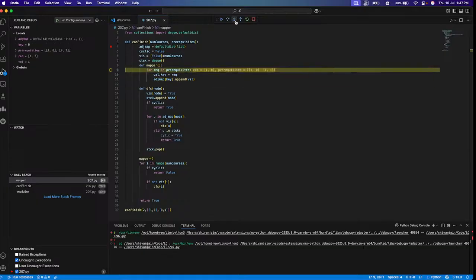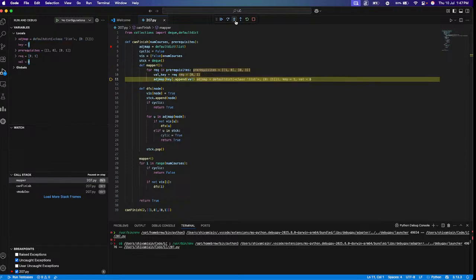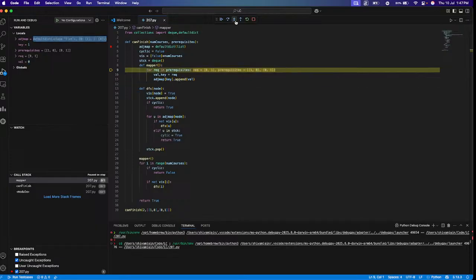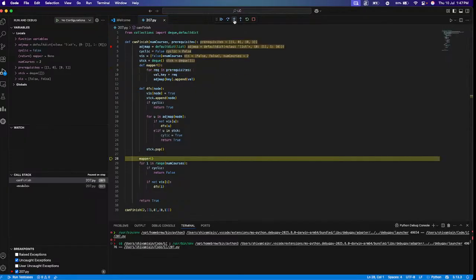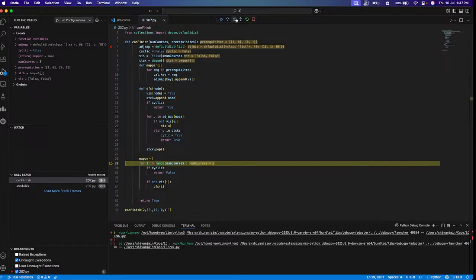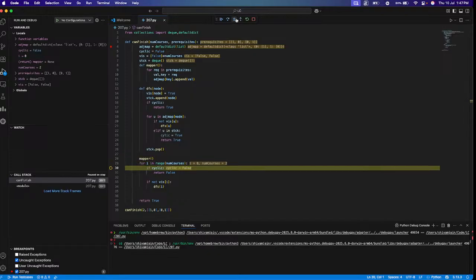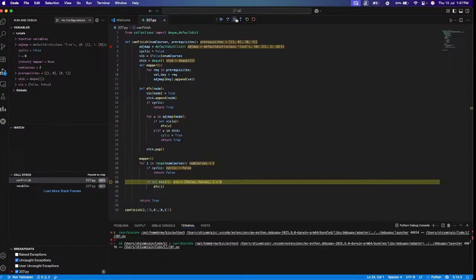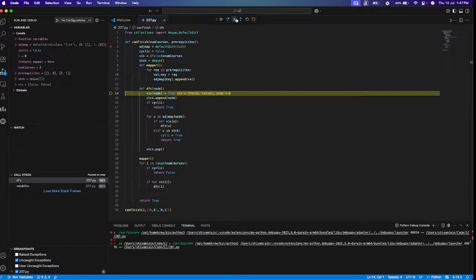key 0 value is 1. Nice. Other key is 1 value is 0. So if you look at it, 0 1, 1 0, so yeah, that's nice. That's absolutely nice. Okay, you have 0 1, 1 0. Mapper is done. Number of courses is cyclic is false. And that's nice. Visited false false. Here's the dfs of i. That seems good enough.